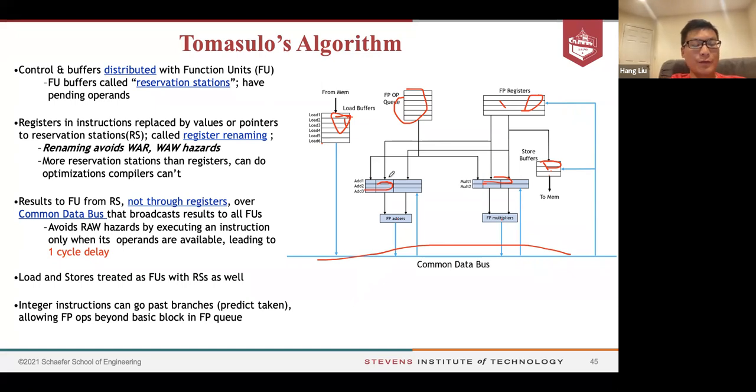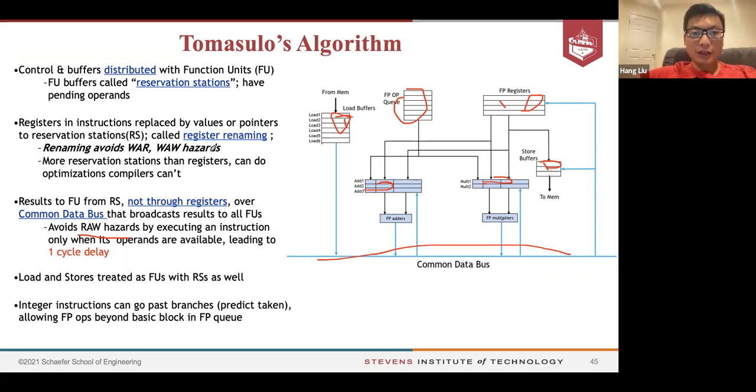So the results to function units from the reservation station are not through register communication anymore. It's through the common data bus that broadcasts the results to all the function units, so that all the function units that have the write after read hazard are notified. So we have 3 hazards, right? Write after read hazard will be notified by this providing of the information. So what we're going to do is, after 1 cycle delay, the next instruction depending upon the results of the function unit would proceed forward.